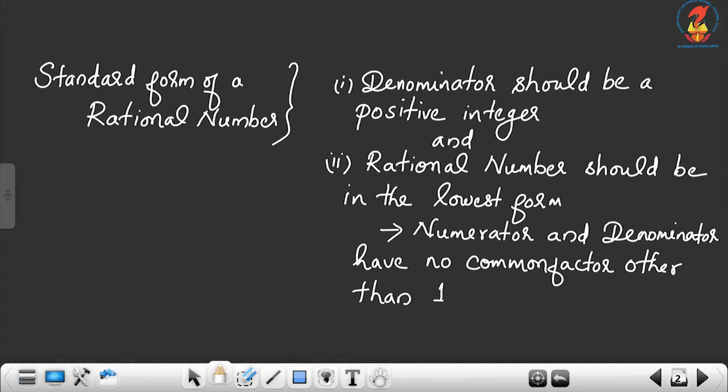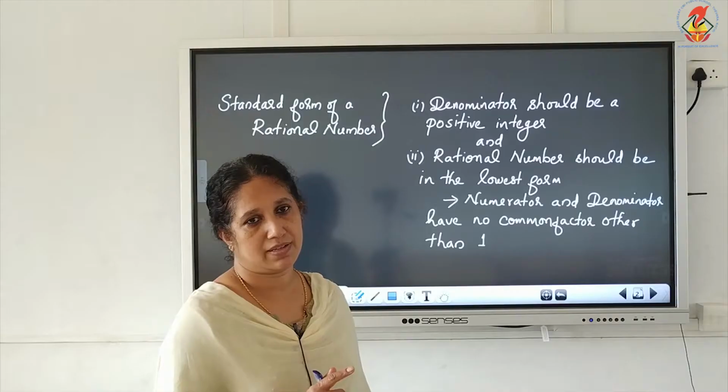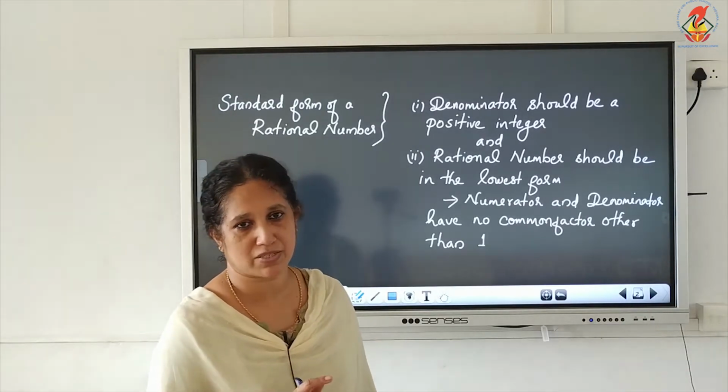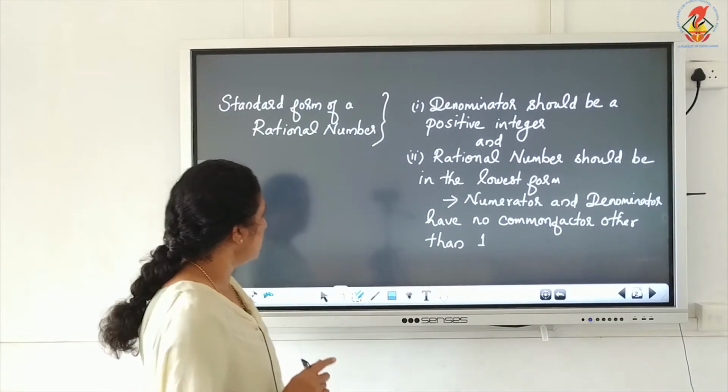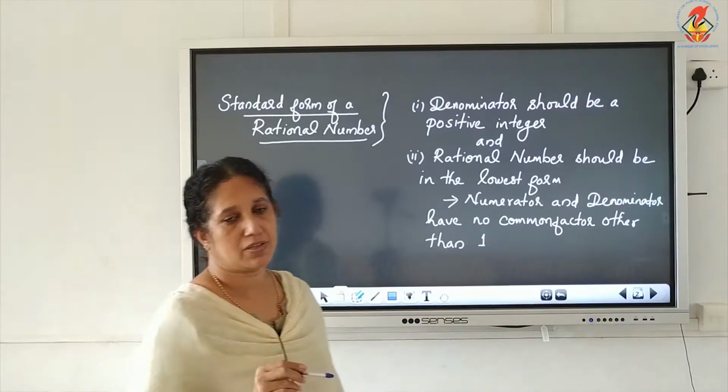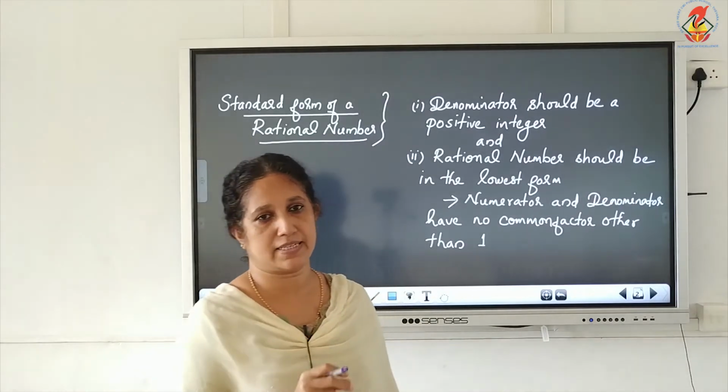Then the second condition: the rational number should be in the lowest form. That means the numerator and denominator have no common factor other than 1. It should be reduced to the lowest form or the simplest form. So, in order to find the standard form of a rational number, there are two conditions, and you have to look into both.